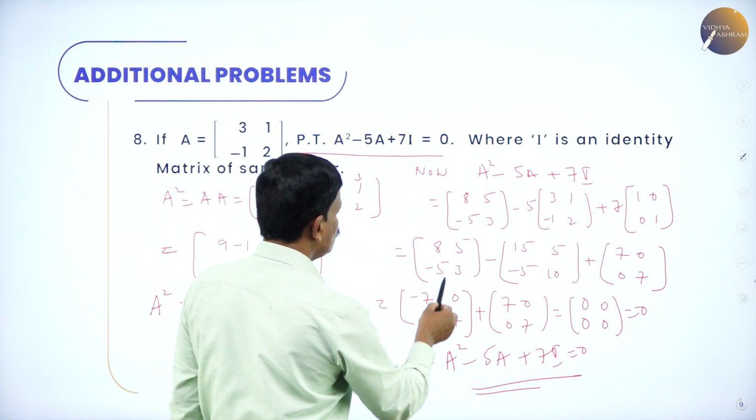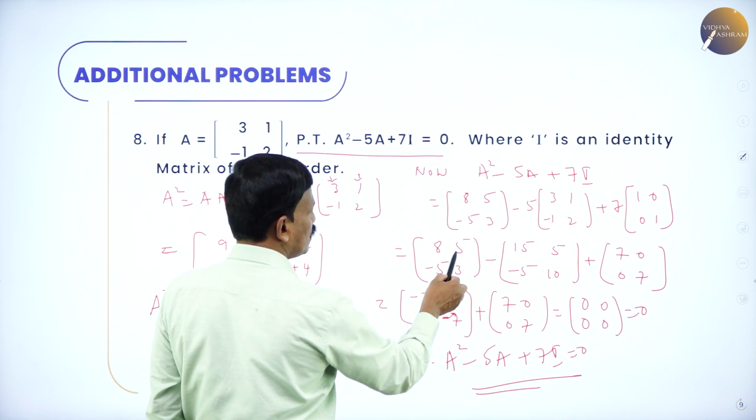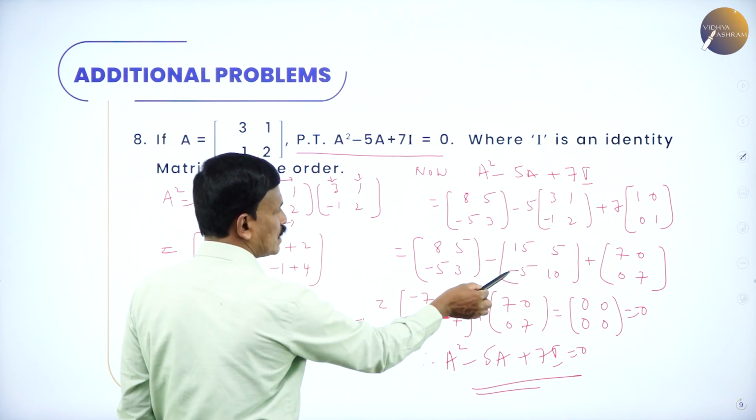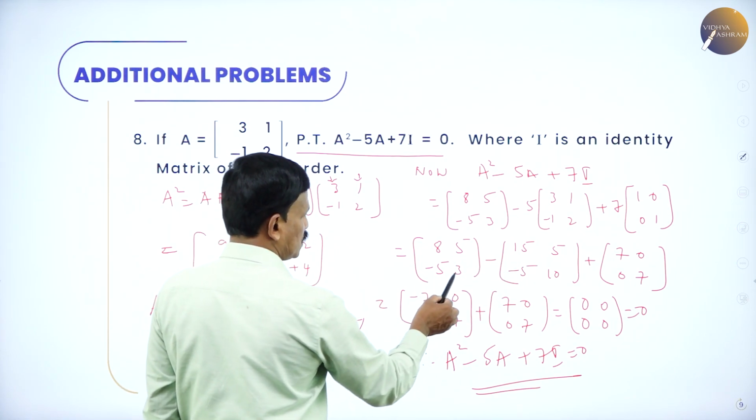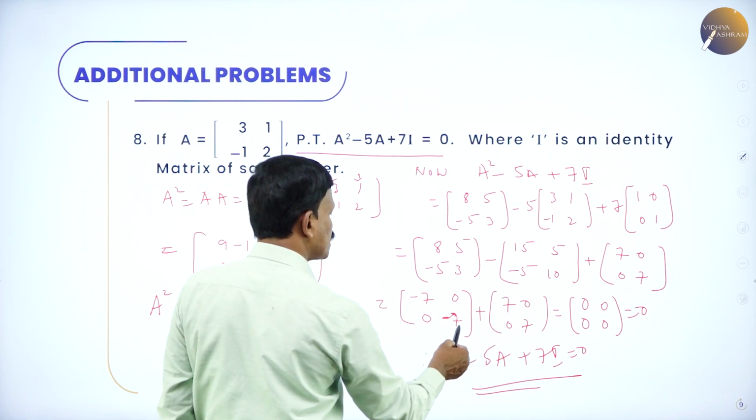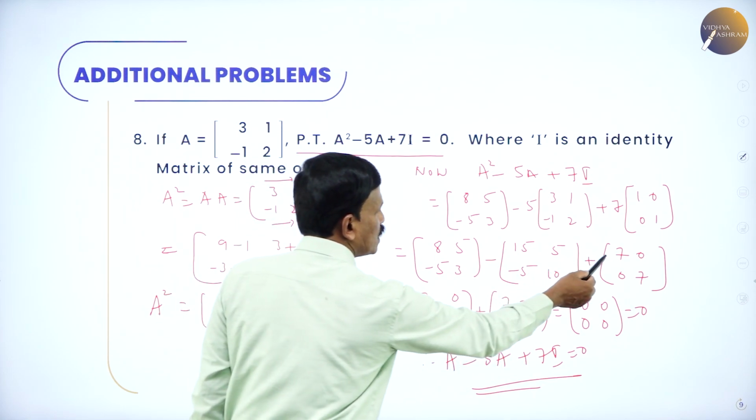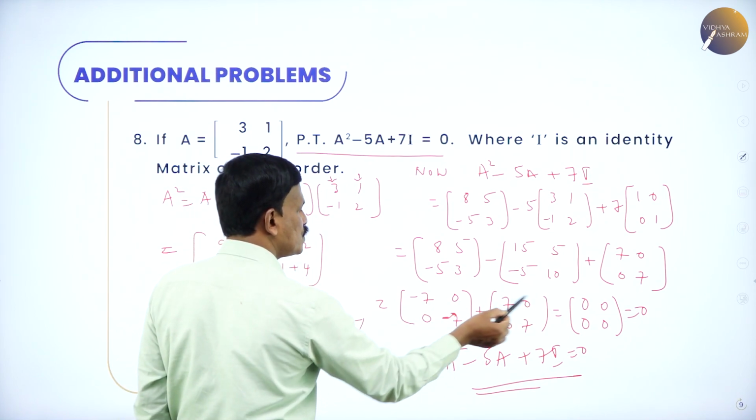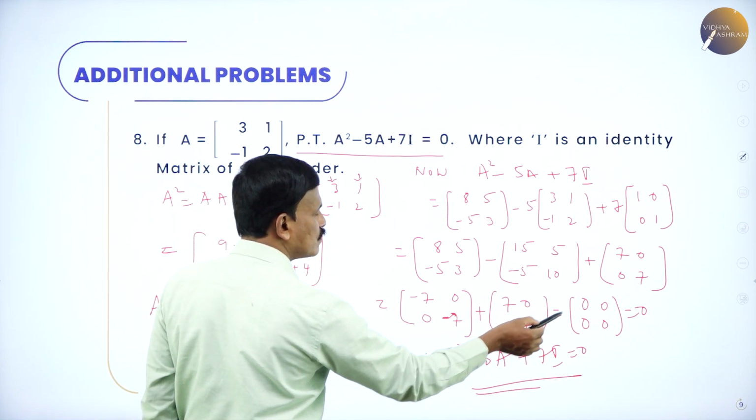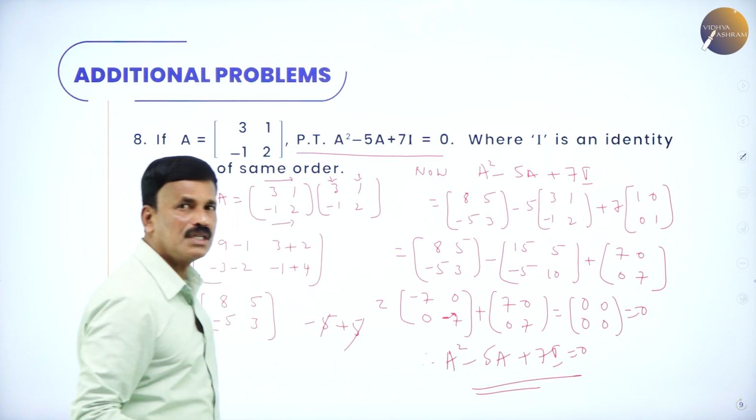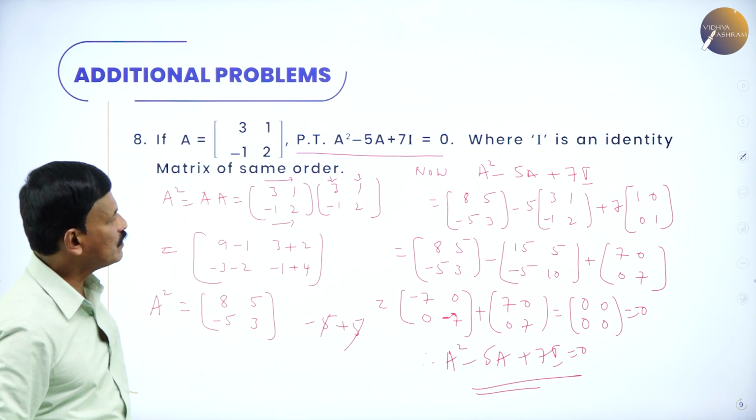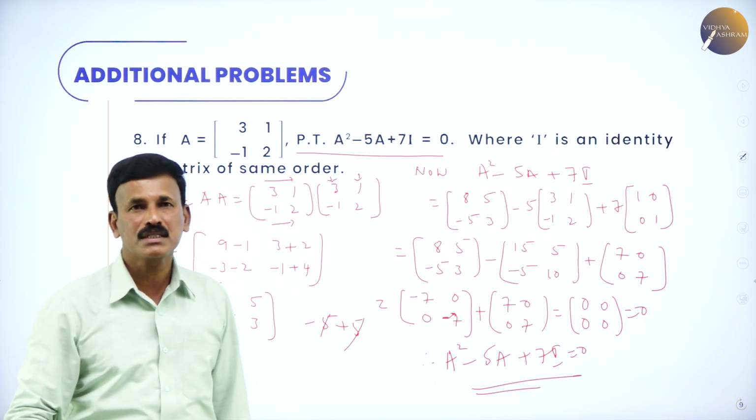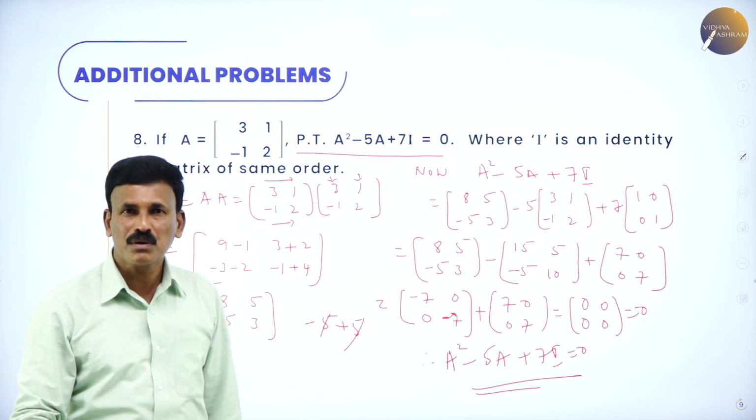Subtract these two: 8 minus 15 is minus 7, 5 minus 5 is 0, minus 5 minus into minus is plus 0, 3 minus 10 is equal to minus 7, plus [7, 0; 0, 7]. Add: minus 7 plus 7 is 0, 0, 0, minus 7 plus 7, 0. So therefore, A square minus 5A plus 7I is equal to 0, a null matrix. This is the actual problem.